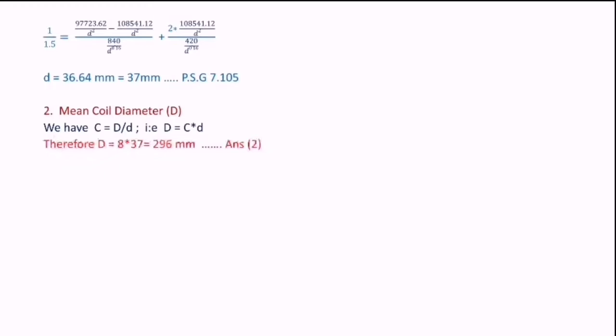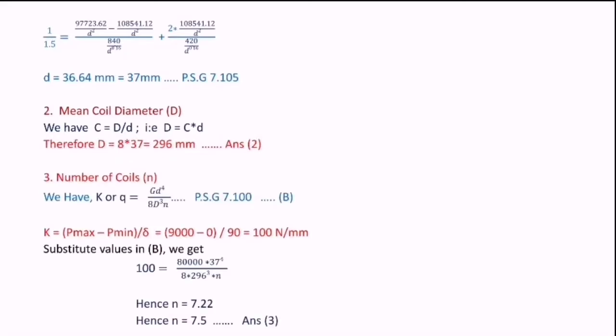Now as we got our wire diameter, next step is to find out all other parameters of the spring, that is D, N, N dash and pitch. Starting with the mean coil diameter, we have the relation C is equal to D by d. So from that I will get capital D is equal to 296 mm. For number of coils, I will use the relation for stiffness. So we have K is equal to G d raised to 4 divided by 8 D cube N. Stiffness is also given as P max minus P min divided by delta. Substituting the given values, I will get K is equal to 100 Newton per mm.